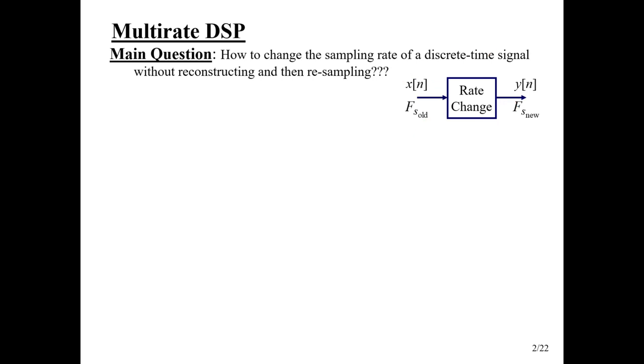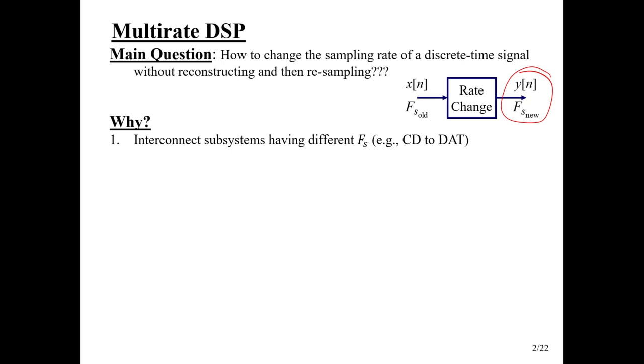So that's what we're looking at, how to change the sampling rate of some particular discrete time signal. We've been given at a specified sampling rate, and without reconstructing it and resampling it, create a new version of that continuous time signal sampled at some other rate. That's the idea. Now, why would we want to do that?